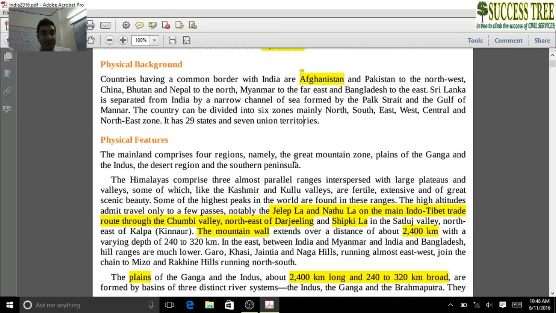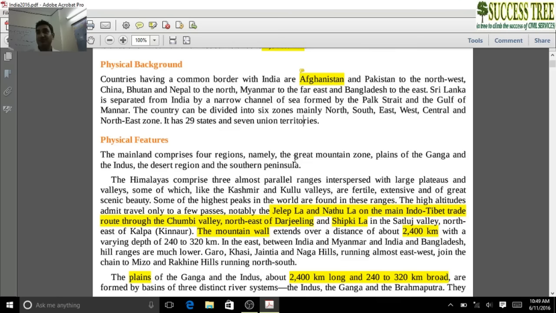Say physical features. They ask a question, listen to the question: which pass makes the way for the India-China trade route via Chumbi Valley? Now they will give options, for example Shipkila Pass, Nathula Pass, Jelepla Pass, Banihal Pass, or certain other passes. So what do you think? Which of these passes? Not the Silk Route, but the trade route between India and China via Chumbi Valley.